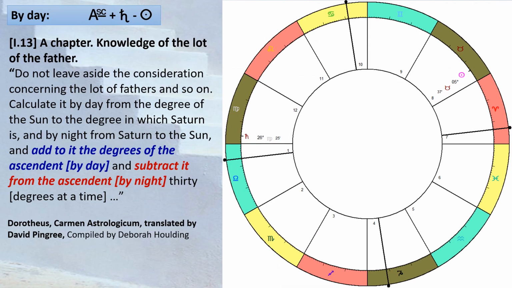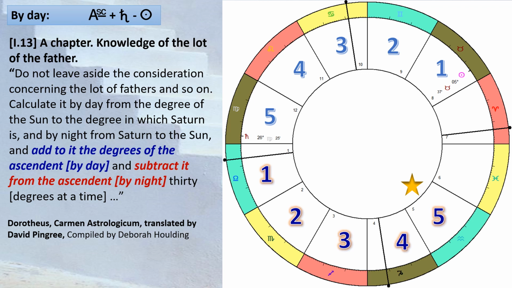Now let's look at another lot as given by Dorotheus. He says, concerning the lot of the fathers, count from the degree of the sun to the degree in which Saturn is, and by night from Saturn to the sun, and add it to the degrees of the ascendant by day and subtract it from the ascendant by night. So let's have a look at this chart. This is a day chart, as you can see. The sun is above the horizon, so we count from the sun to the degree of Saturn, which is 5 images between them, and when we calculate the same images from the ascendant, we arrive at the 5th sign, and our calculation says that this is indeed the lot of the father at the 28th degree of the water bearer in this chart.